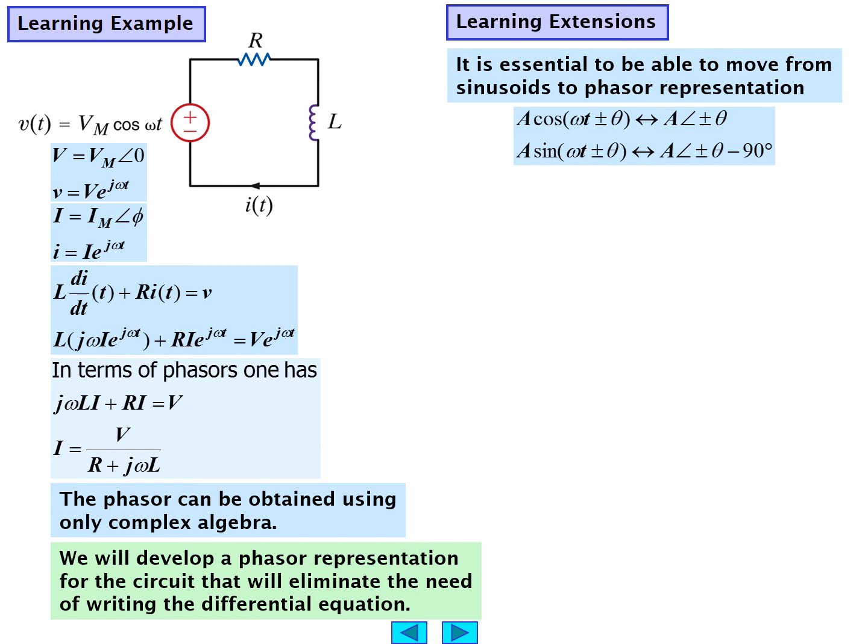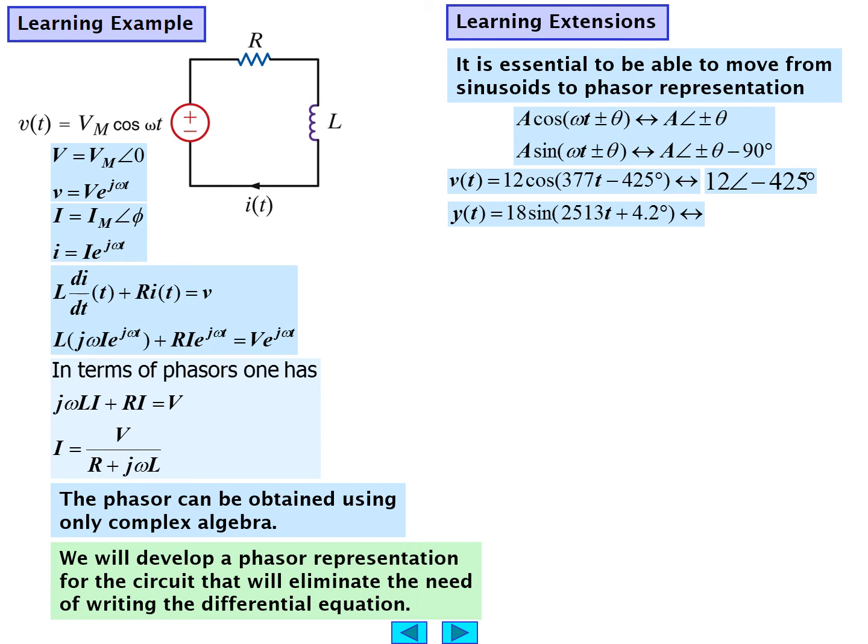Since it's a sine, it would be plus or minus theta minus 90 degrees. So v of t equals 12 cosine quantity 377t minus 42.5 degrees becomes 12 angle minus 42.5 degrees. Simple enough. y of t is equal to 18 sine quantity 2513t plus 4.2 degrees becomes simply 18 angle minus 85.8 degrees. You might say, well, why is it minus 85.8 degrees when it was plus 4.2? Those are equivalent. Plus 4.2 degrees is the same representation, in this case, as minus 85.8 degrees, because when you add those two together, you get 90 degrees. That's the representation of the sinusoid.